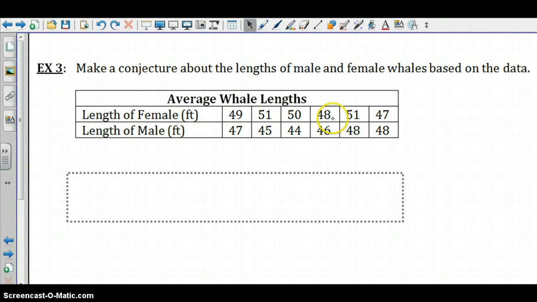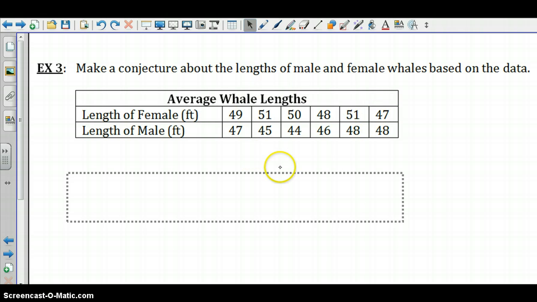We have these different measurements in feet of female whales across the top: 49 feet, 51 feet, 50 feet, 48 feet, 51 feet, and 47 feet. Those could be compared with their male counterparts: 47 compared to 49, 45 compared to 51, 44 compared to 50, 46 compared to 48, 48 compared to 51, and then 48 compared to 47. Now I would say this one is the only one that's a little bit different.